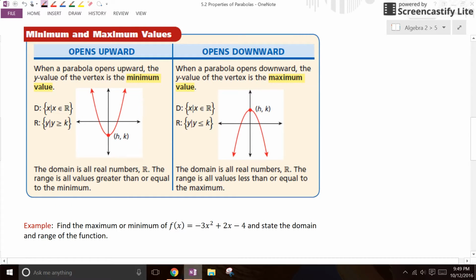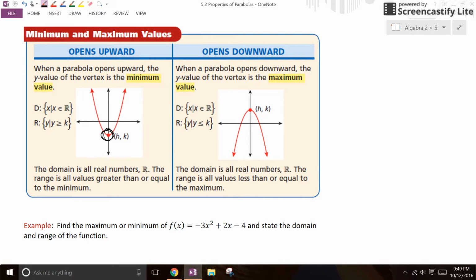All right, excellent work. Now let's talk about minimum and maximum values. Parabolas open up or open down. And if they open up, then there's a minimum value of that graph, and that minimum value is right there at the vertex. So the vertex is not only a vertex, it's also the lowest point of the graph.